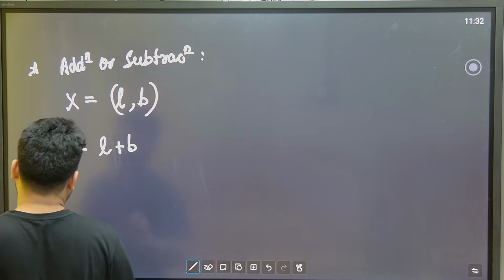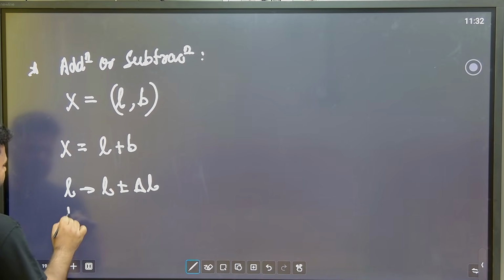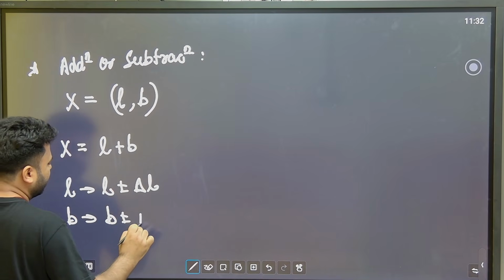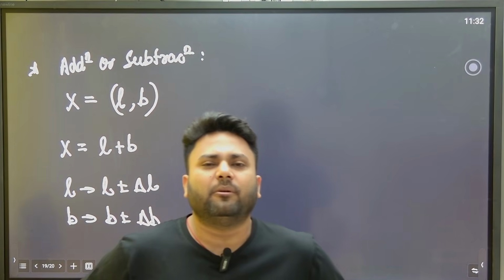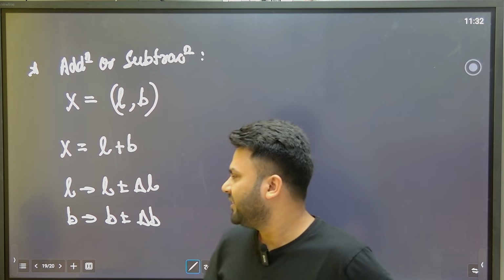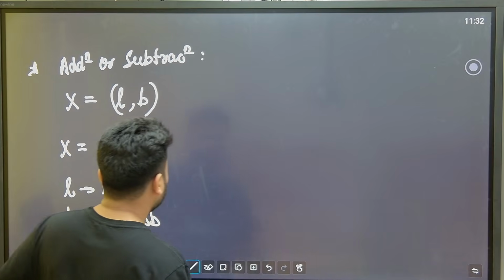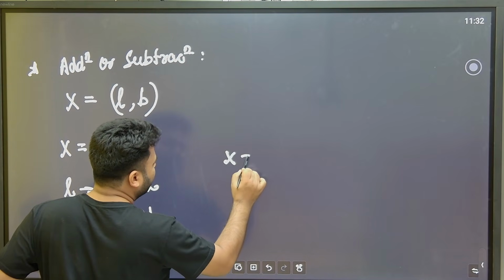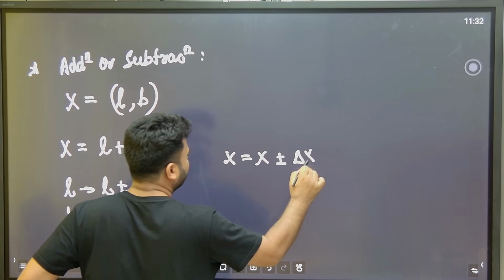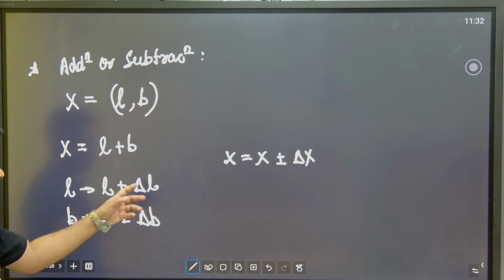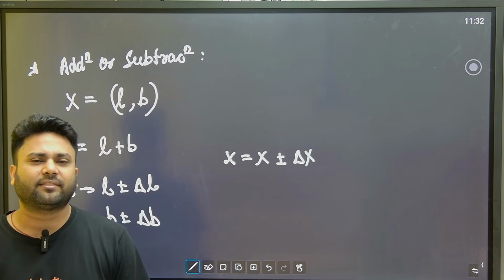So length can be written as length plus minus delta L. Similarly, breadth can be written as breadth plus minus delta B. It means we are not exactly confirmed. So how can we write the final x? The final x we can write as x plus minus delta x, like L plus minus delta L, B plus minus delta B, similarly x plus minus delta x.